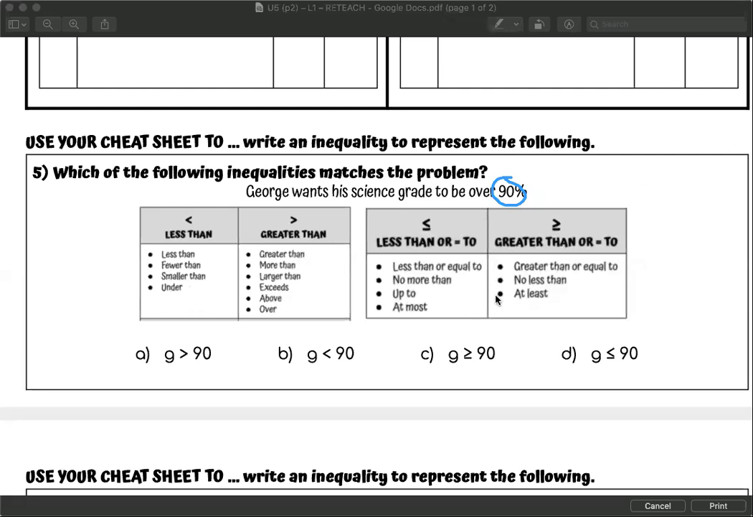So you want to look on here for some keywords. I see the word over, which is right here. A lot of times the keyword is going to be right next to your number. So over 90 is representing the greater than symbol. Of these, the matching symbol is right here. So George's grade should be greater than 90.